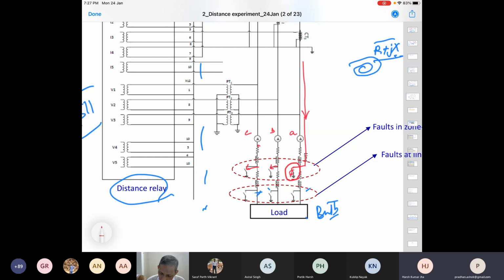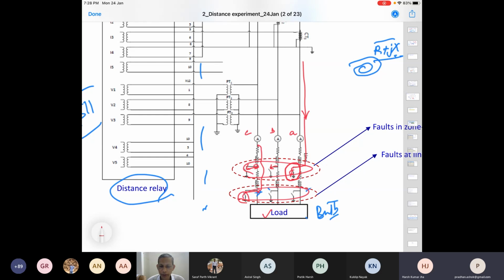But this is the whole line. This is around 50% in the midway. I cannot claim 50%, but this is at the midway of the line, and this is at the line end. At the end of the line also you can create a fault and see. And the line is connected to the load. So we have a scope of creating faults at different points in the system, towards the middle or towards the end of the line.